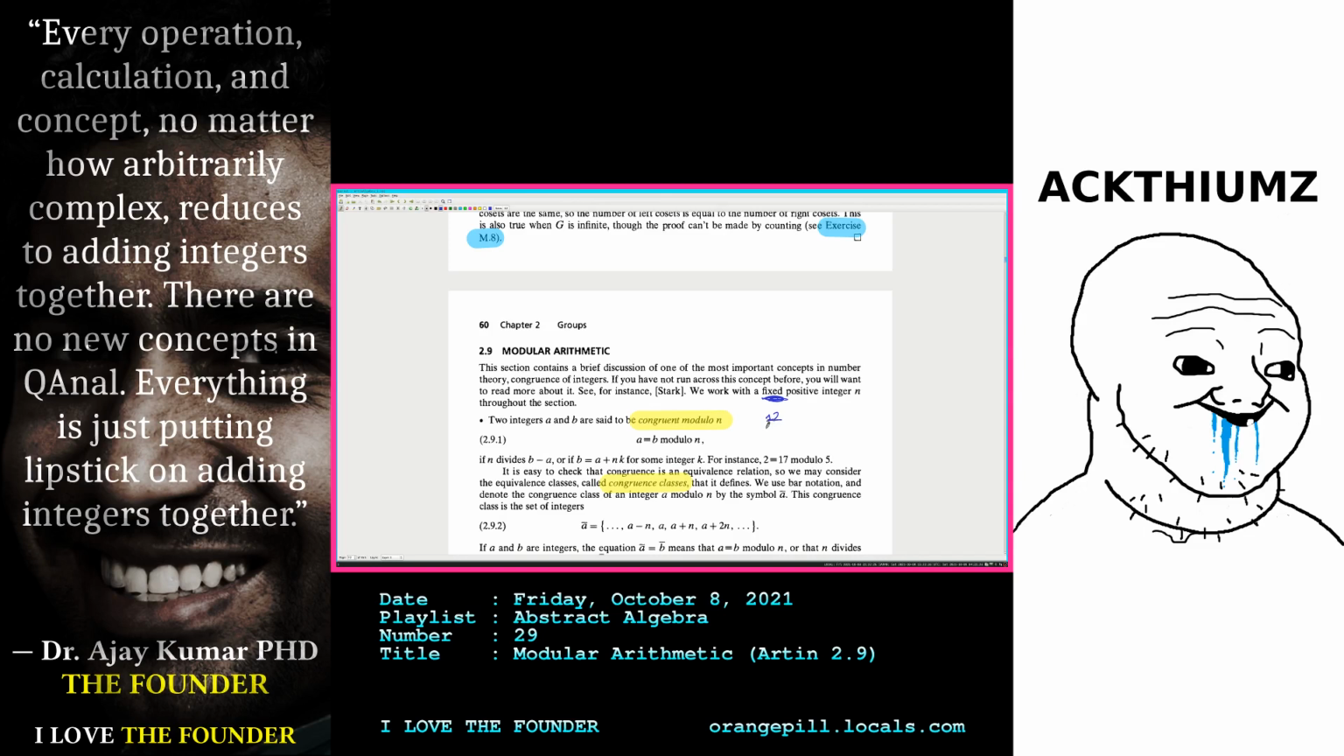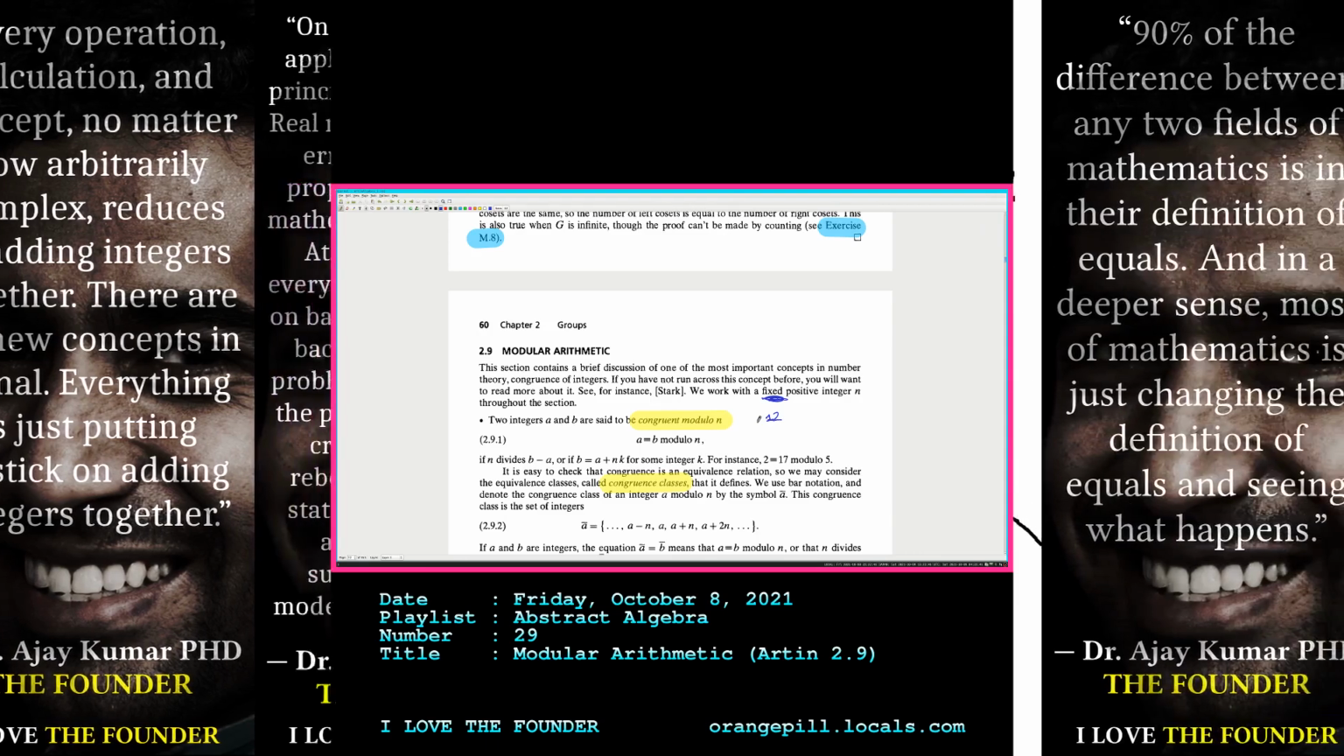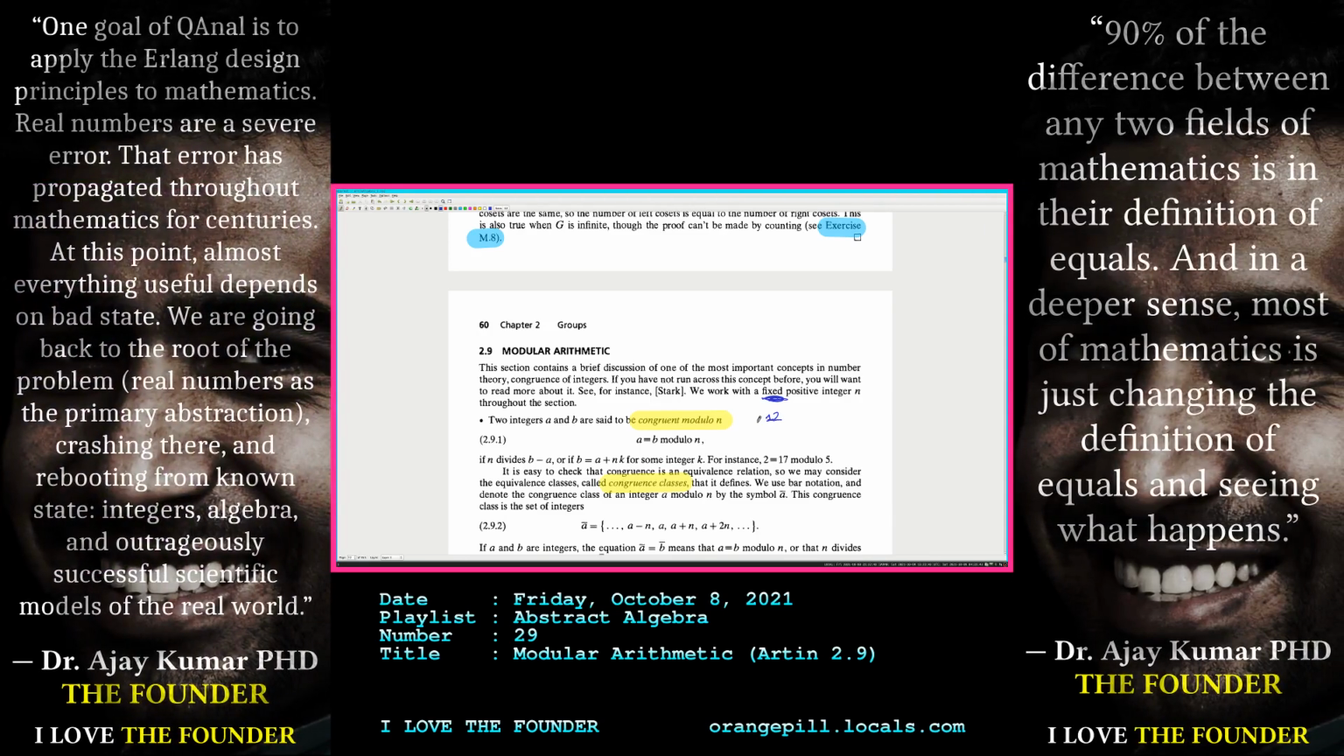And maybe what I'll do is run along with some examples. Okay, just using 12. Okay, so two integers a and b are said to be congruent modulo n if n divides b minus a. So two numbers are congruent if their difference is a multiple of 12. Or if b is a plus a multiple of 12. Yeah, 2 is equal to 17 modulo 5 because their difference is 15, which is a multiple of 5. It is easy to check that congruence is an equivalence relation, so we may consider the equivalence classes.